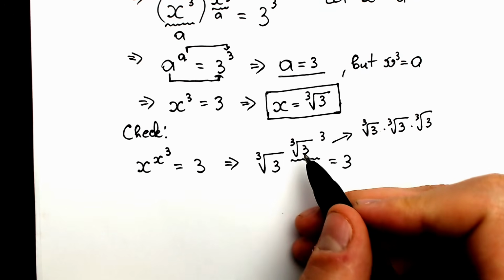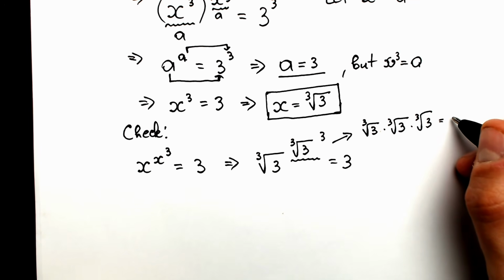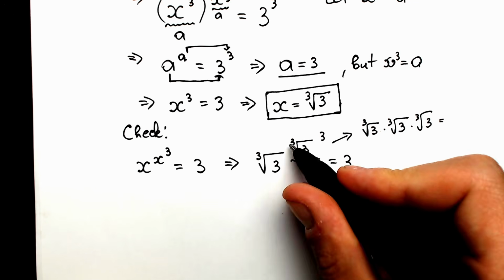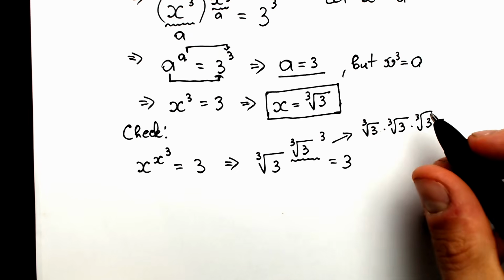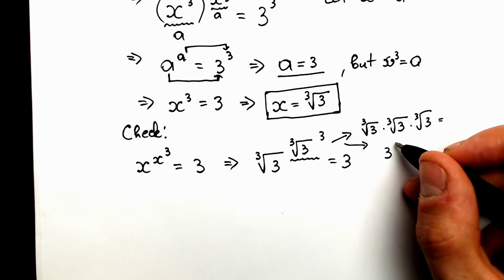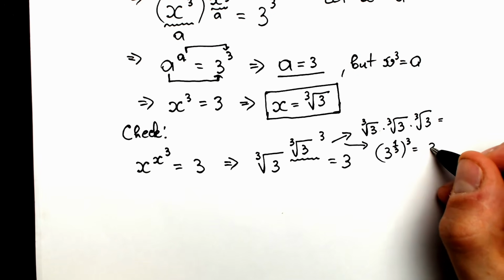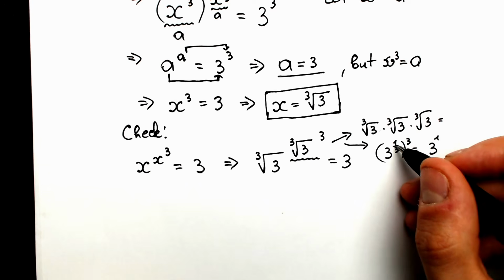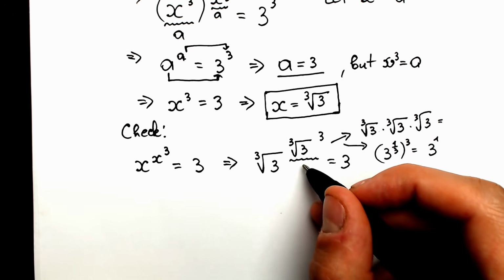But the best way is to cancel this, because the cube root of 3 equals 3 to the power 1/3, and 3 to the power 1/3 raised to the power 3 equals 3. So basically, this equals 3 to the power 1/3 raised to the power 3, which equals 3 to the power 1, because 1/3 times 3 equals 1. So this is equal to 3.